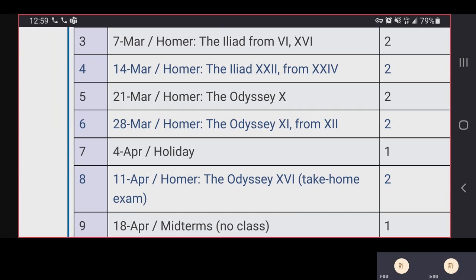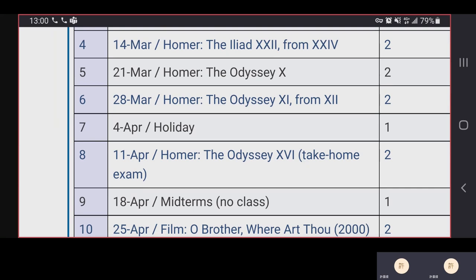These are, you could say they're the more important parts. You can also say they are the more interesting parts. Don't worry too much about how much you have to read. It's only around 20 pages per week. And it's in modern English because these are translated.